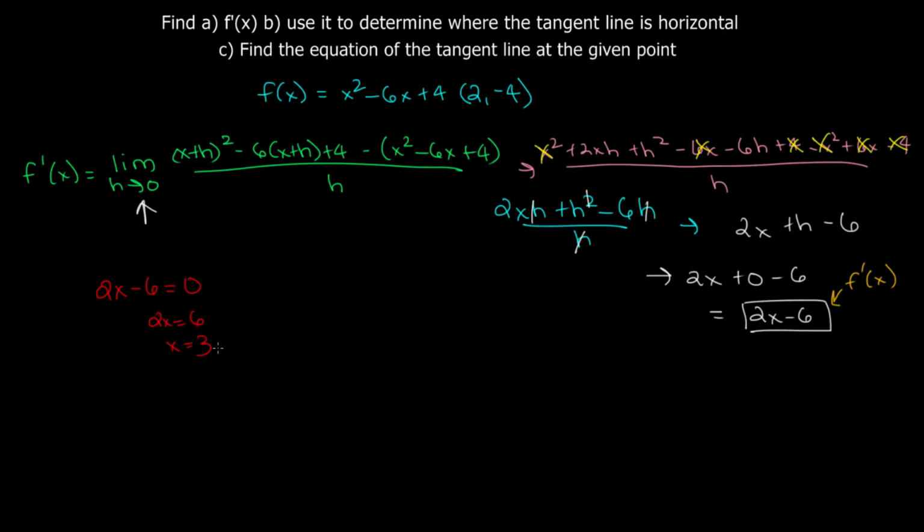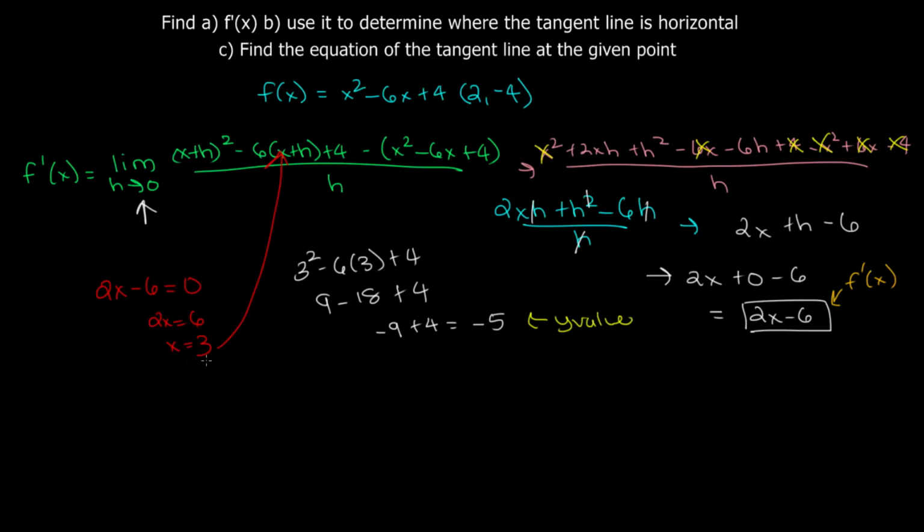So if we plug this x equals 3 back into our original function here, we get 3 squared minus 6 times 3 plus 4, which is 9 minus 18 plus 4, which is equal to negative 9 plus 4, which is equal to negative 5. So this is going to be our y value. We have our x value and y value. Now we have a coordinate, 3, negative 5, and this is going to be the point where the tangent line is horizontal, because the slope at that point is going to be equal to 0.